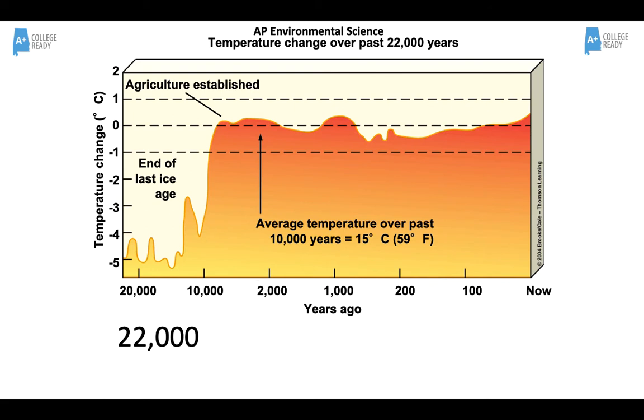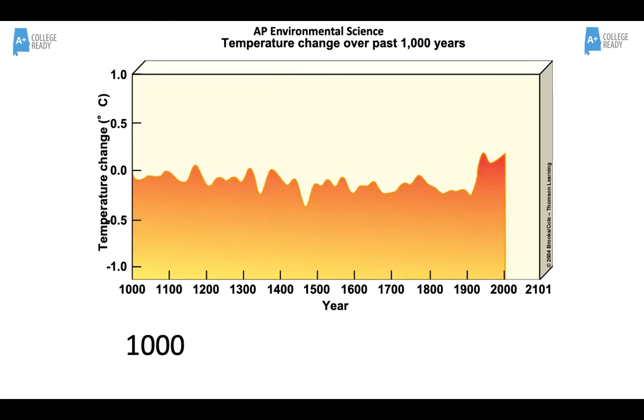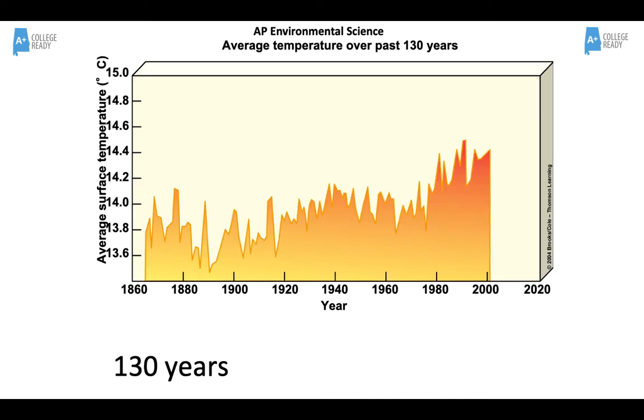So this is showing you yet another graphic of temperature over the past 22,000 years and over the past 1,000 years. This is the average temperature over the past 130 years, so just different time periods that you can use to show your students. Notice that in the present time it is extremely warm.